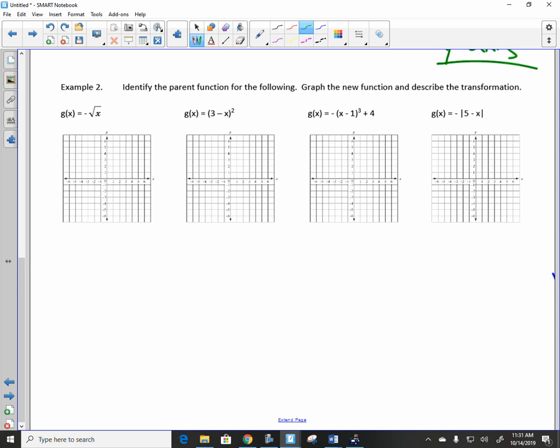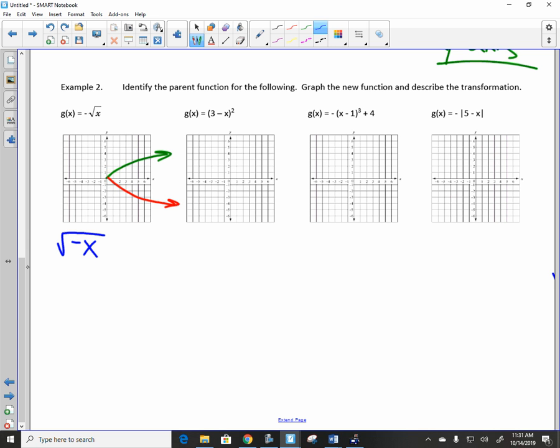It says identify the parent function of the following, graph the new function, describe the transformation. Well, you know that the square root of x looks like this. Is it negative on the inside or outside? So is that going to be a vertical flip or horizontal flip? Vertical flip. Any questions about that?